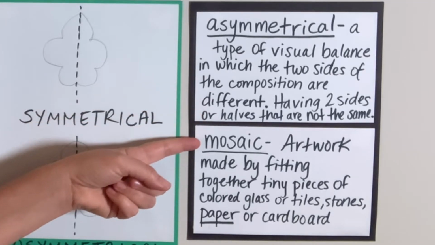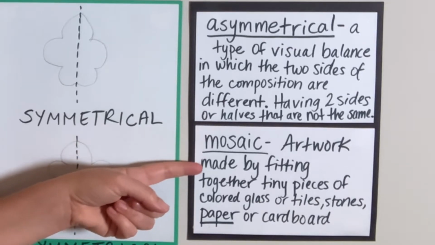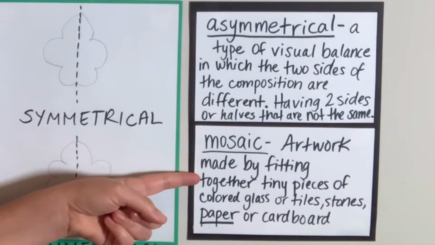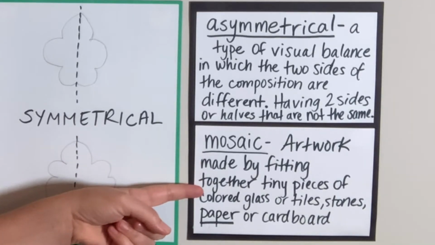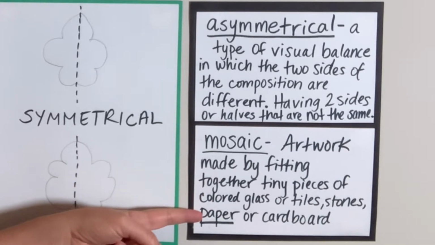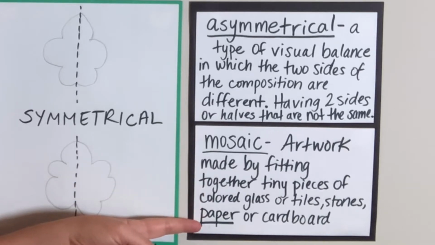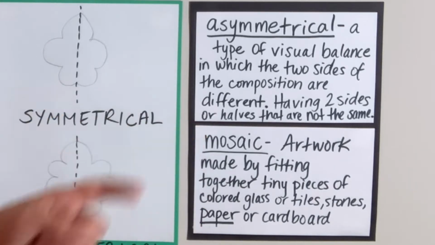And our art form for today, mosaic. What is a mosaic? It is artwork made by fitting together tiny pieces of colored glass or tiles, stones, paper or cardboard, or really any type of small pieces of material you could use to make a mosaic.